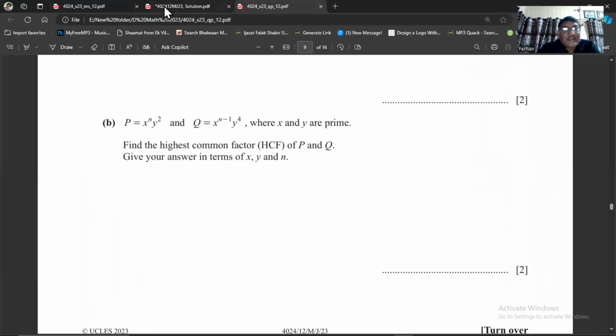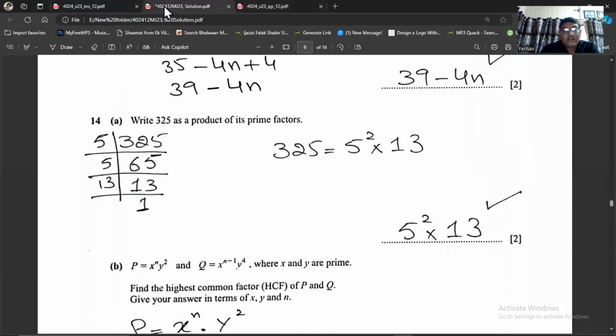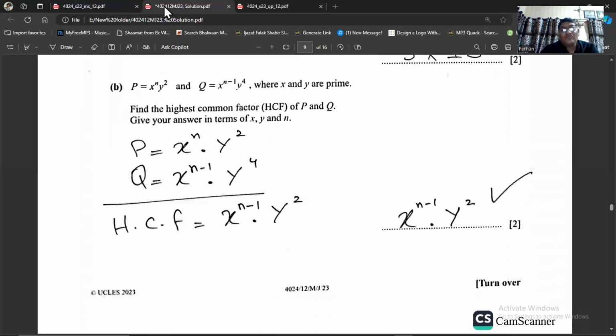You know, when we take the HCF, we always take those factors which are common. So in the HCF, we only take those factors which are common. So P is equal to x raised to power n into y squared, and Q is equal to x raised to power n minus 1 into y raised to power 4. So the common between these two is the highest common factor, HCF.